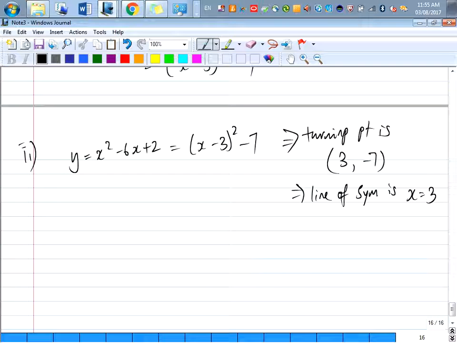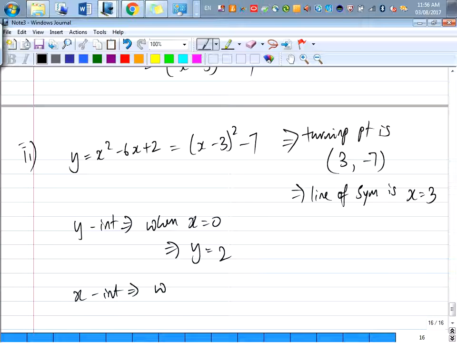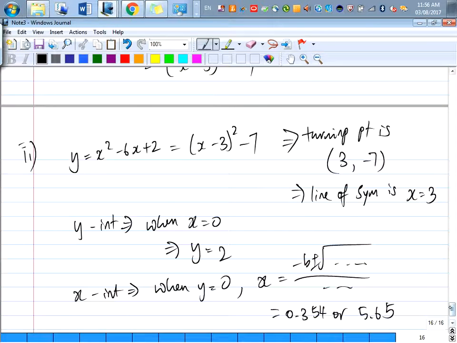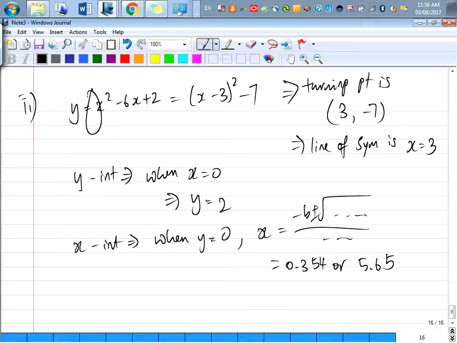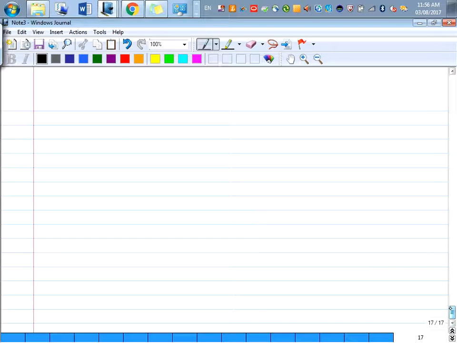Then I need to find the intercepts. The y intercept is when x equals 0, which means y equals 2. The x intercepts are when y equals 0. Solve using the formula, minus b plus or minus square root and so on. And you get the answer of 0.354 or 5.65. And we know it is a parabola that is opening upwards, since the coefficient of x squared is positive. Label your graph, write down the equation.